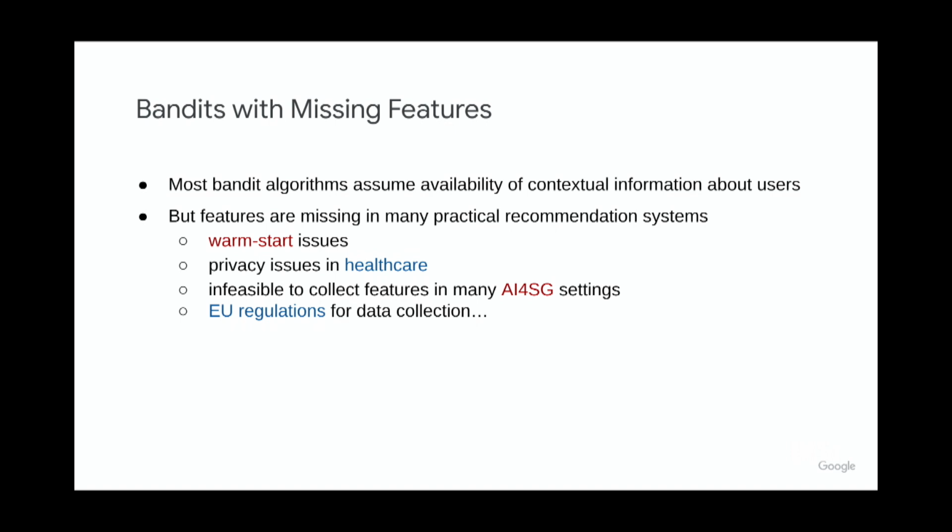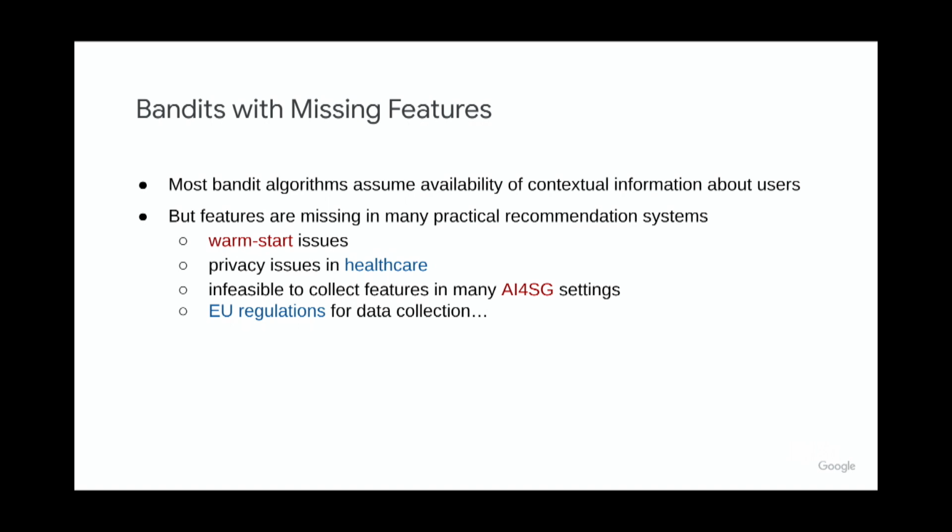Most of the algorithms assume this information is given, but what happens in practice is this information is not available to you for several reasons. Just to give you some examples, one important example is the healthcare setting. Usually in healthcare, users are not willing to share their private information, like they don't want to share their health records or their history of conditions and so on.